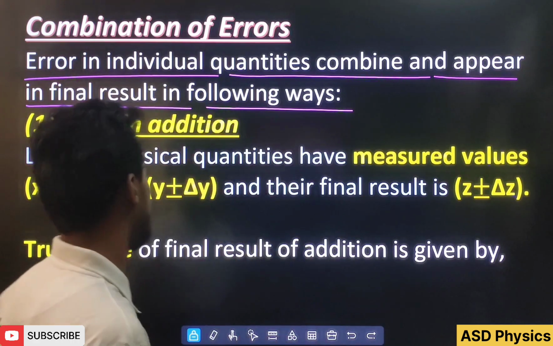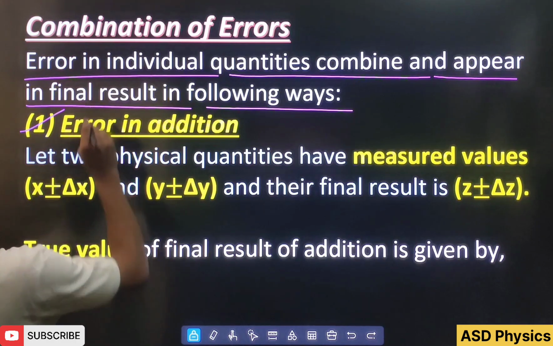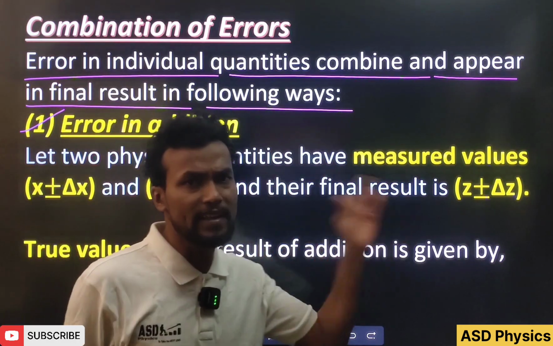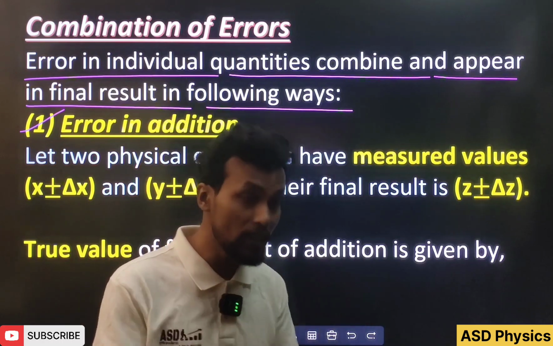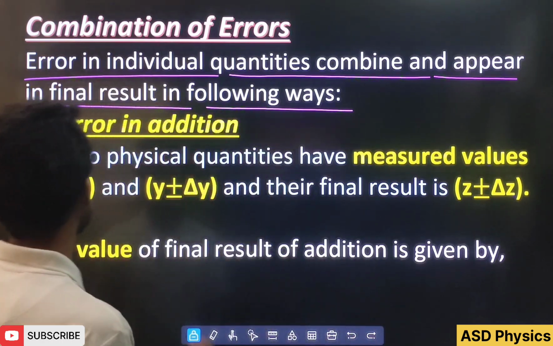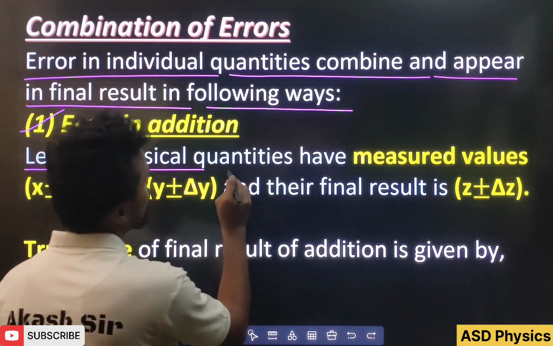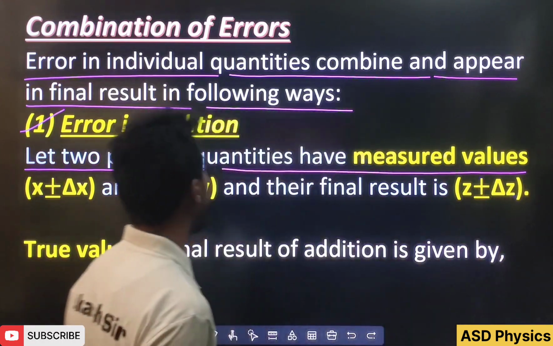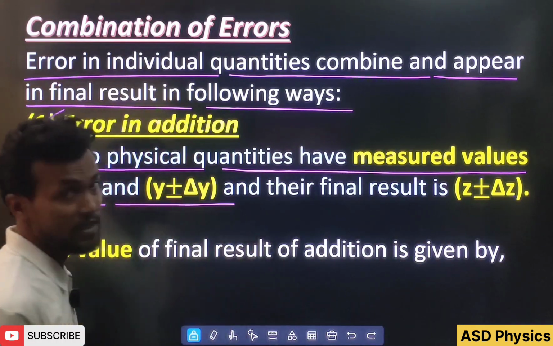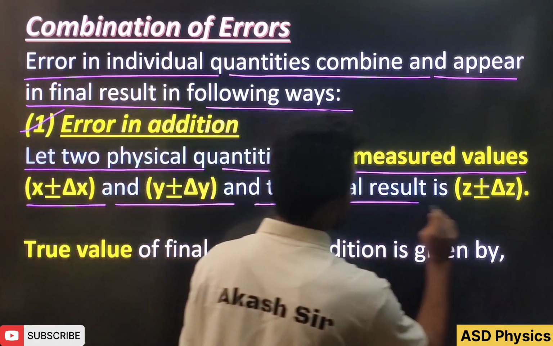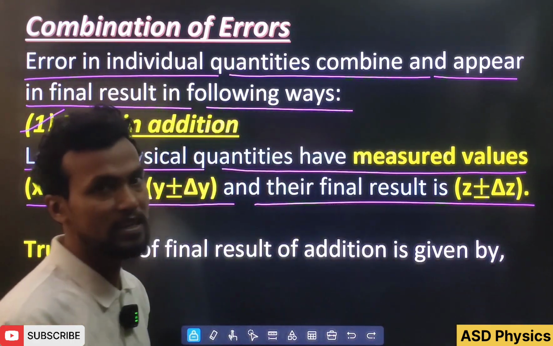Okay, so let's see the ways. So what are the ways? The first way is error in addition. Like if two physical quantities are going to be added, then how will the error appear? Okay, so see here, let two physical quantities have measured values x plus minus delta x and y plus minus delta y, and their final result is z plus minus delta z.